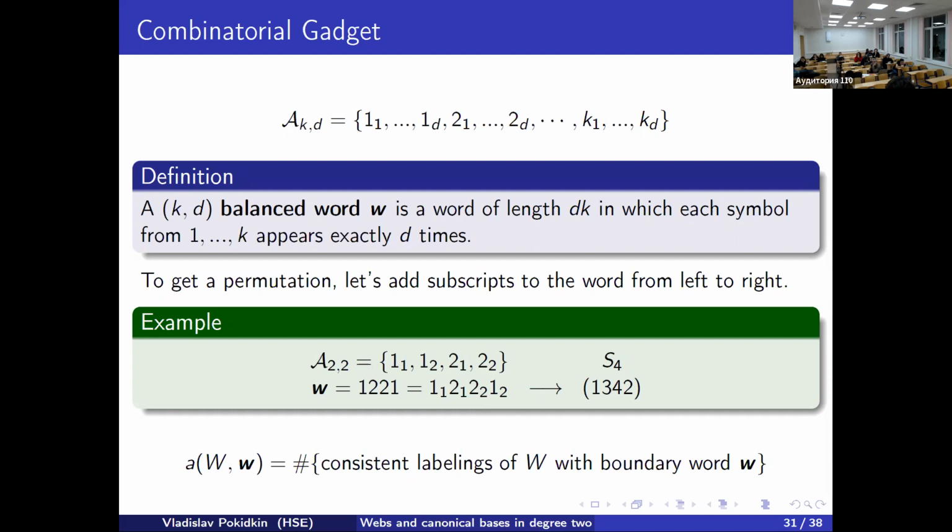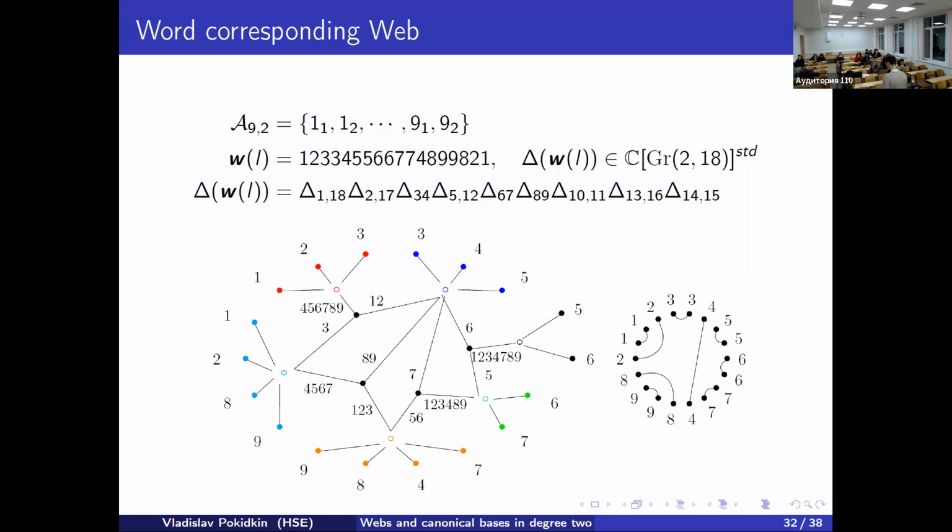EW, the number of consistent labelings of a word with boundary word W, and boundary word is the word with which we started. So it is a specific example. So essentially, we are interested in the number of such labelings. Yes, it is some characteristic. То есть у нас задано на границе соответствием каталановским соответствием задана нумерация вершины. Мы хотим.